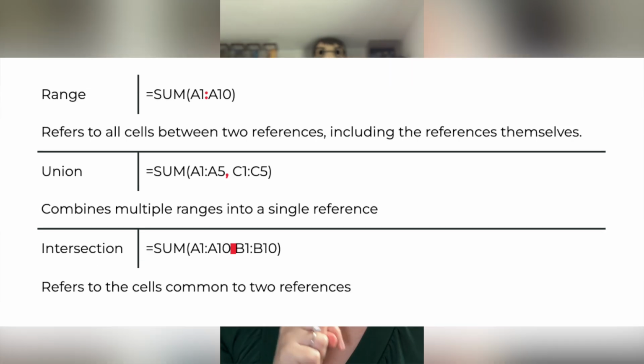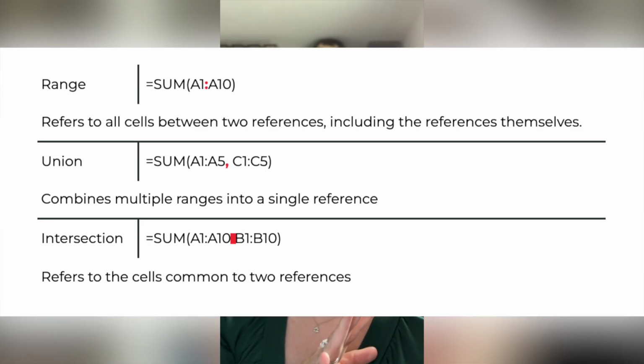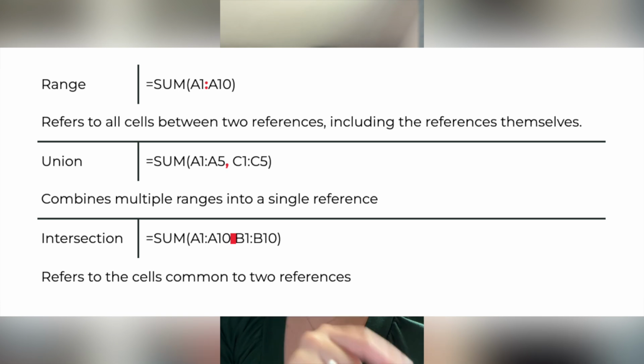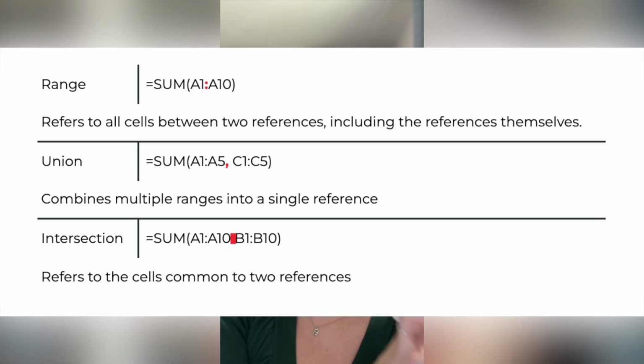Now we're going to start getting a little bit more complicated with reference operators. You're going to use the colon to refer to a range. Now a comma allows you to combine multiple ranges. And a space is going to say, grab me anything that is in both ranges, the range before the space and the range after the space.